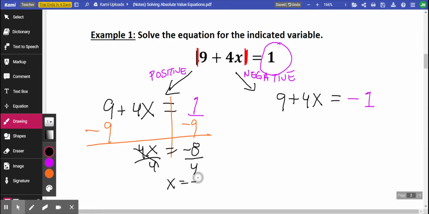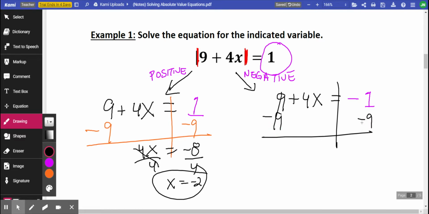I get x is equal to negative 2. Boom, you have one of the answers. On the right-hand side, same thing. I draw the wall, subtract 9, subtract 9. In this case, we have a negative 1 minus 9. Since they're both negative, we're going to have to add them. And the answer remains negative, so we get a negative 10.